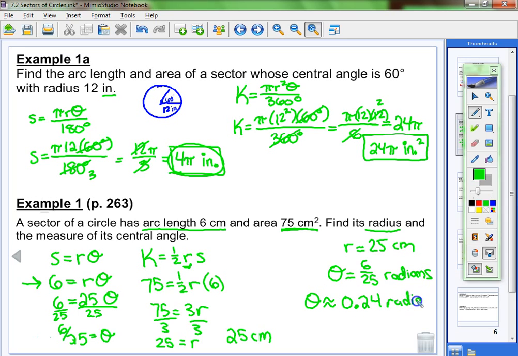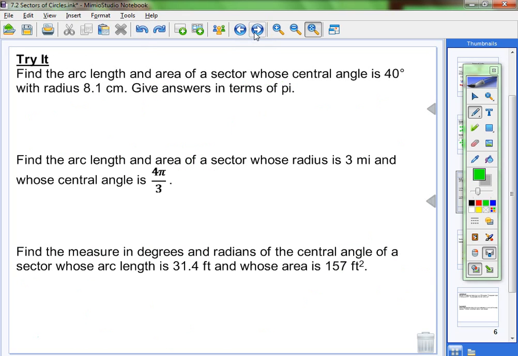I would accept either unless I specifically tell you to give an exact answer or to round it to a particular place. Alright, so these 3 problems I want you to do on your own. And I'll give you a chance to fill them in, to write them, submit the answers so I can see if you understood it or not. We can also go over these on Friday if you have questions.